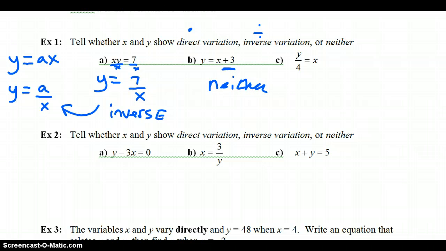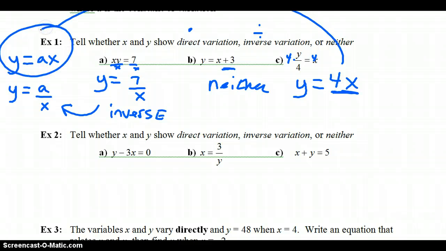And then part C, it looks like a divide, but remember we have to solve for y. So if we solve for y, we would multiply both sides by 4, and we can see this is y equals 4 times x, so it looks more like the direct variation. Okay. So pause, take a guess at your 2a, b, and c, and then hit play and see if you're correct.